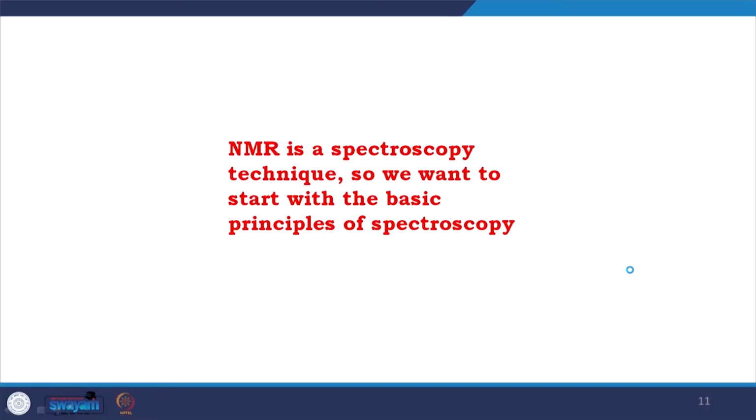So, NMR is a spectroscopy technique. We want to start with the basic principle of spectroscopy. We talked about various applications of NMR, and now we are trying to understand the details of the technique. To start with, we will go through a little bit of the definition of spectroscopy, because in the next module we are continuing with the other low resolution spectroscopy techniques, which are UV-vis spectroscopy, circular dichroism, fluorescence spectroscopy, Raman spectroscopy, IR and all. So, this is a continuation. We will start understanding spectroscopy.